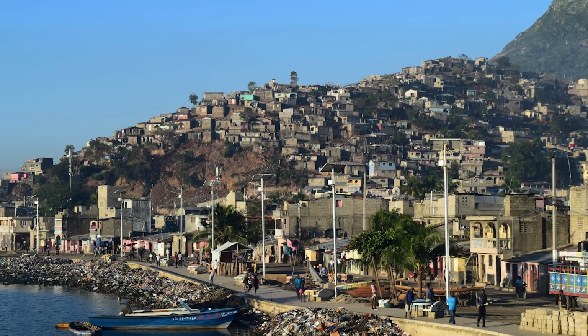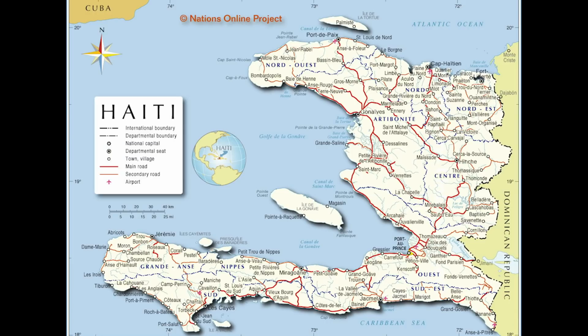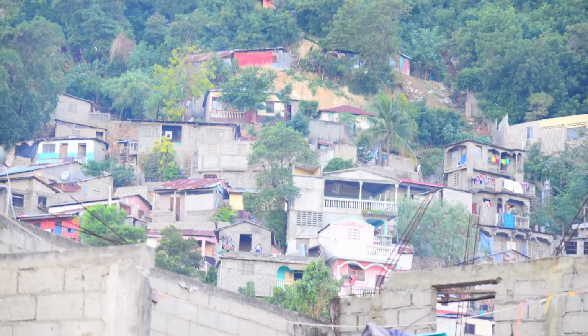So the poorest country in the Americas by far, and the only country outside of Africa that's in the top 15 poorest countries in the world, is Haiti. Now, why is Haiti so poor? Haiti has a GDP PPP per capita of just about $1,800.